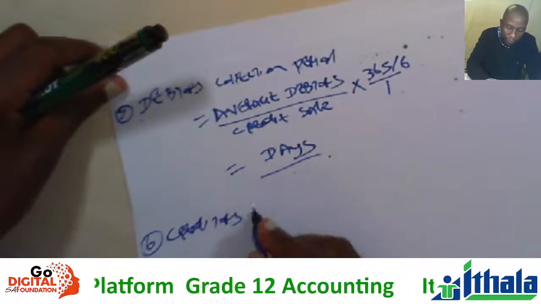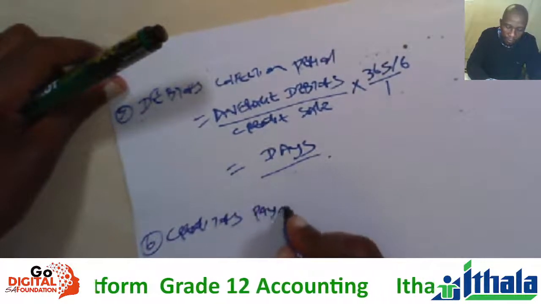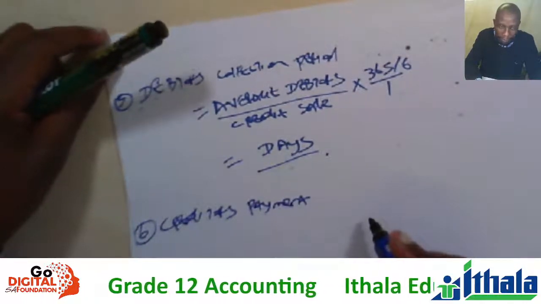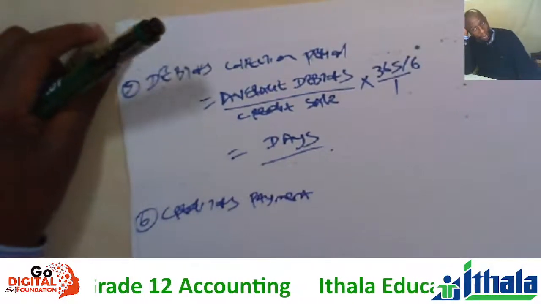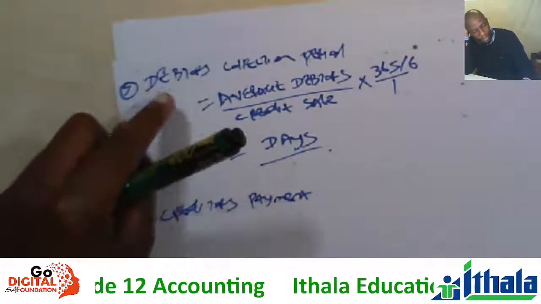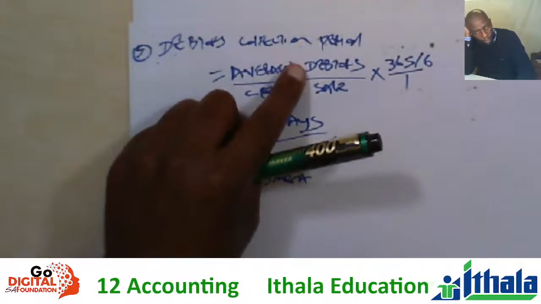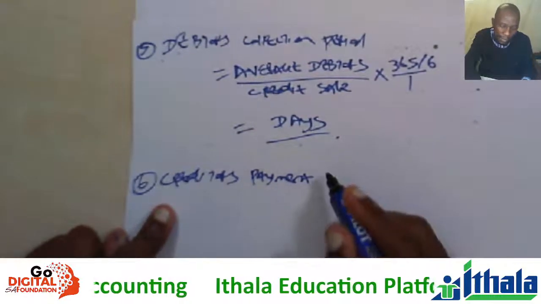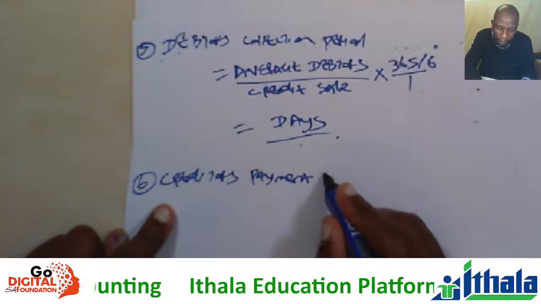Creditors repayment. Why is it the creditors repayment? Remember, our debtors are the people who owe us. So that's why it's a debtors collection. We have to collect from them, the people who owe us. But here we owe, so we have to pay. It's a creditors payment period.